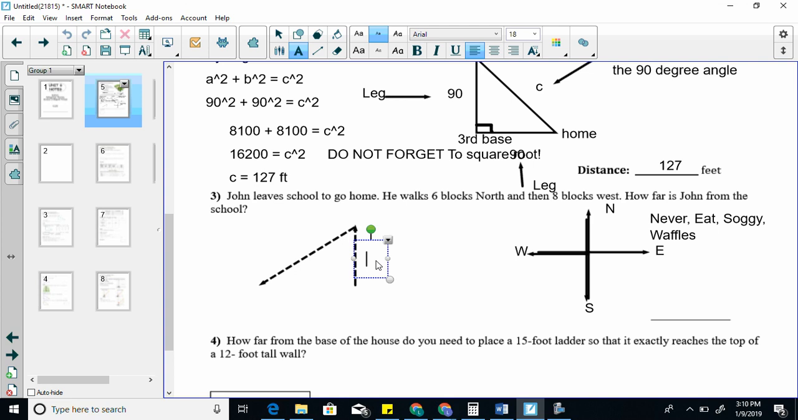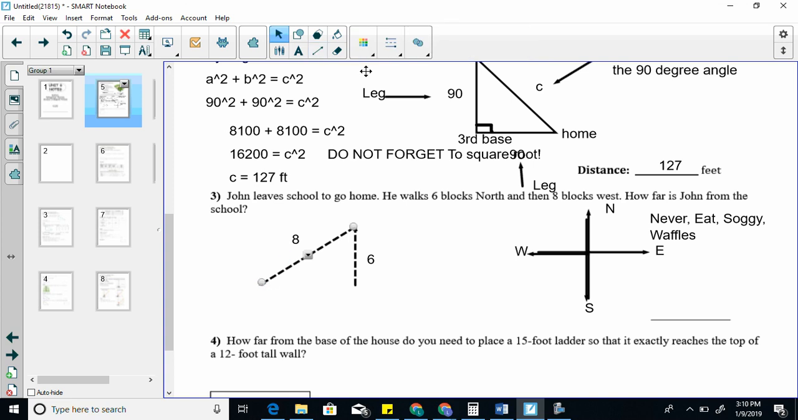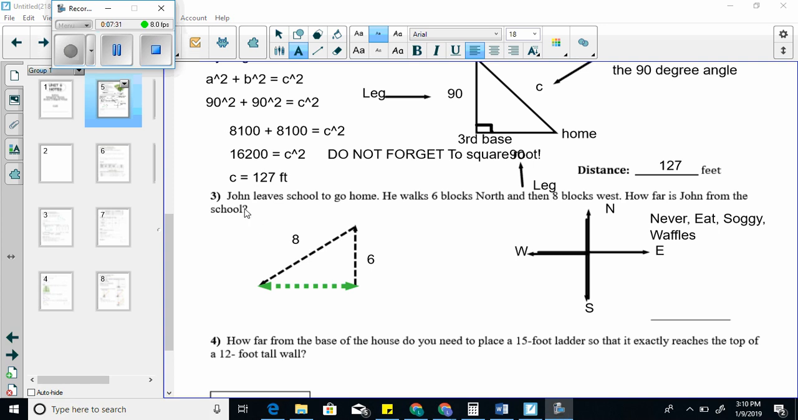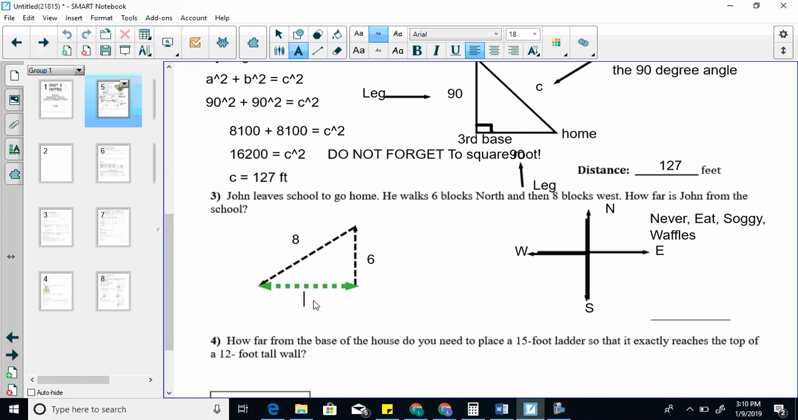So I know that this line is 6, because it's 6 blocks north. And then I know that this is 8. They want to know, how far is John from the school? Well, he started at the school. He's here now. So I want to know this length down here. I'm going to call it x. Once again, you can see that we drew a right triangle. As soon as we see that right triangle, we can use the Pythagorean theorem.